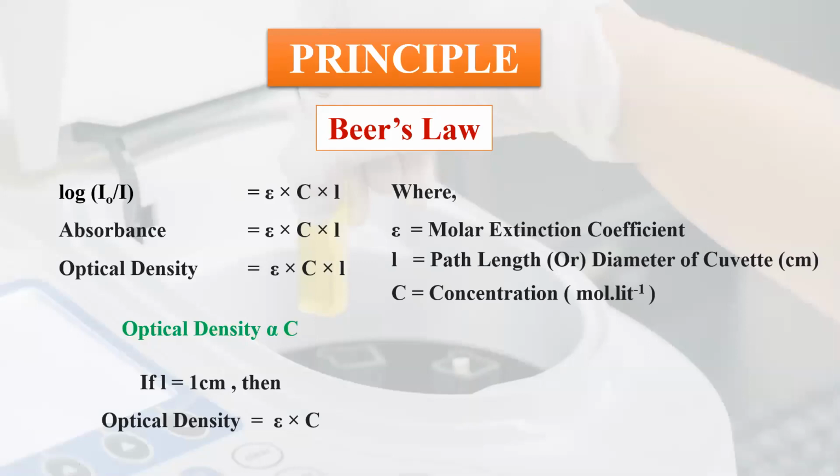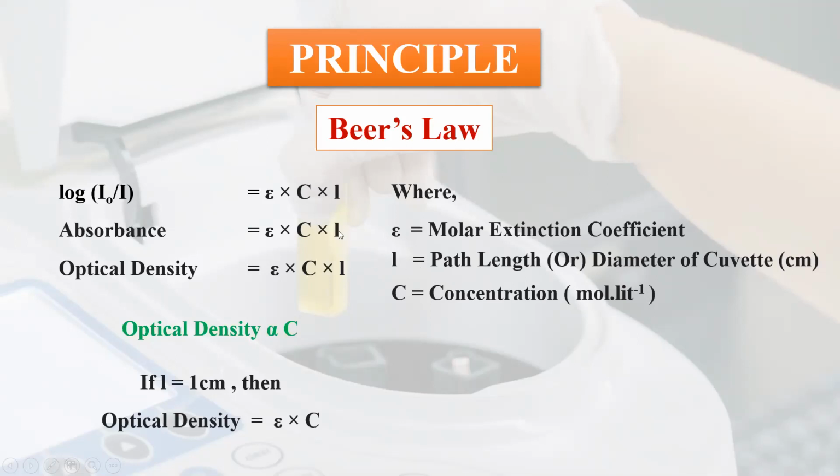Beer's law tells that log I0 by I is equal to epsilon CL. Here I0 is the intensity of the incident light, the starting intensity. After the transmission, the intensity of the light we take as I. Log I0 by I is directly proportional to CL. C means concentration, that is the concentration of the solution which we take in the cuvette. And L is the path length, or diameter, of the cuvette.